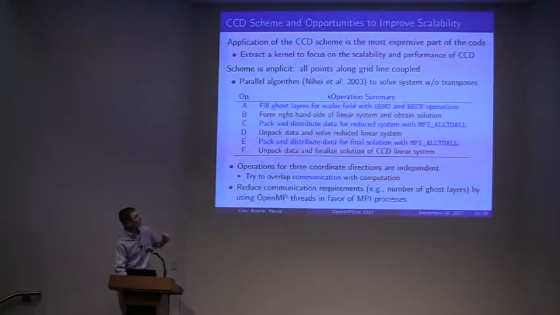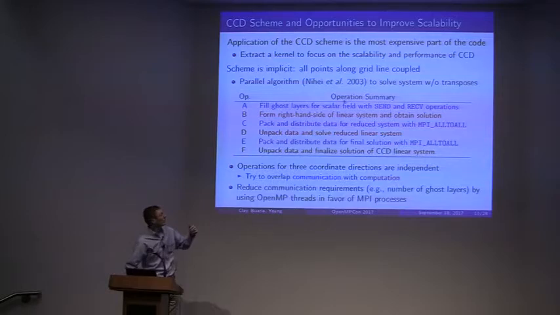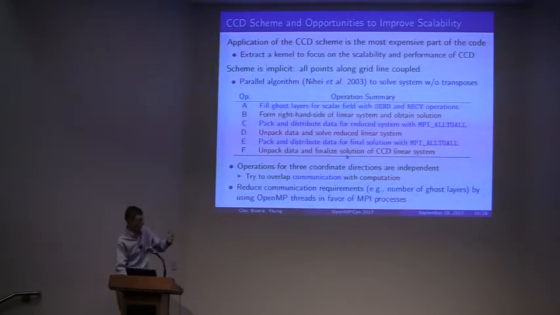of the lines of this table here, but what I want to highlight is that in the CCD scheme, when we want to apply it in parallel, there's a natural series of communication and computation operations where the overall cost of the communication is much reduced compared to a transpose-based approach. So what we will try to do in our code is see how might we try to overlap communication and computation for these operations to improve scalability, where obviously the communication is what is affecting our scalability to large problem sizes.